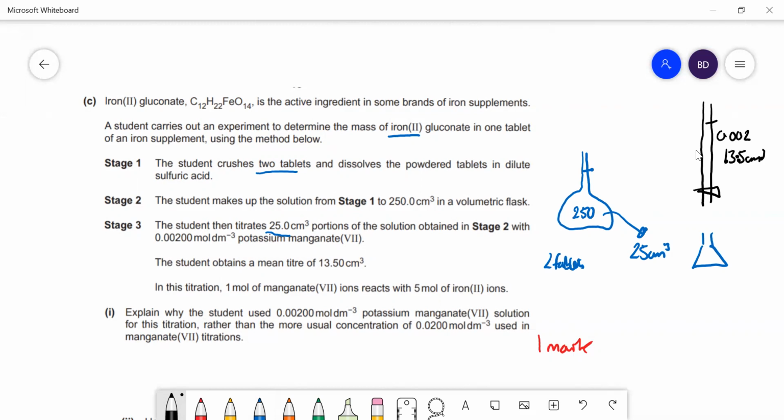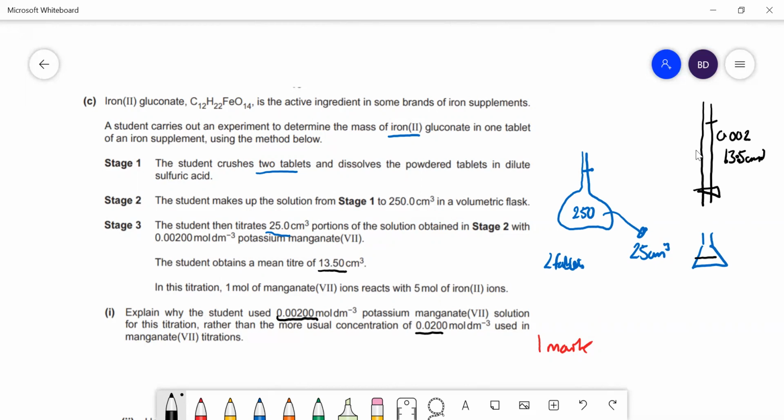Now the first question says, why is the student using 0.02, quite a low concentration of potassium manganate, instead of the usual 10 times stronger? Well, look at the titer. There's obviously not very much iron in that. So the titer is only 13.5.